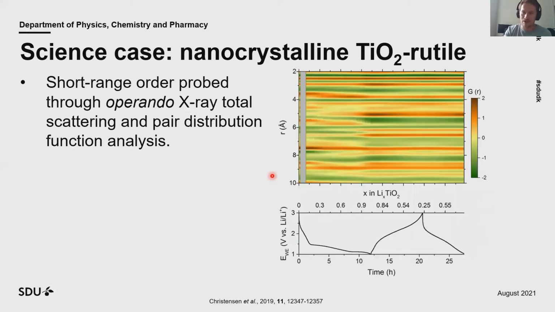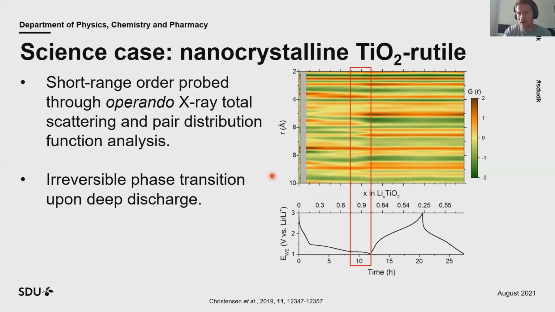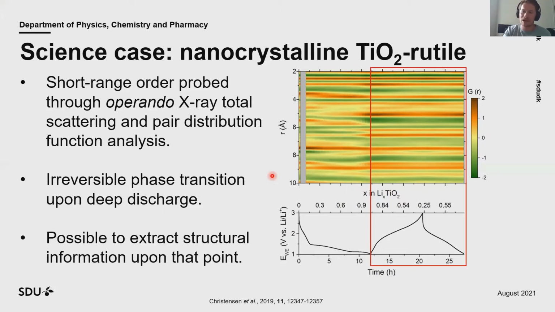What they did then was that they conducted an operando X-ray total scattering experiment for pair distribution function analysis. And now they probe short-range order. And here, in this experiment, they also observed the irreversible transition. However, now they can actually extract structural information where they can see how correlations change during the course of charge and discharge. So this basically just shows the power of total scattering and PDF analysis.